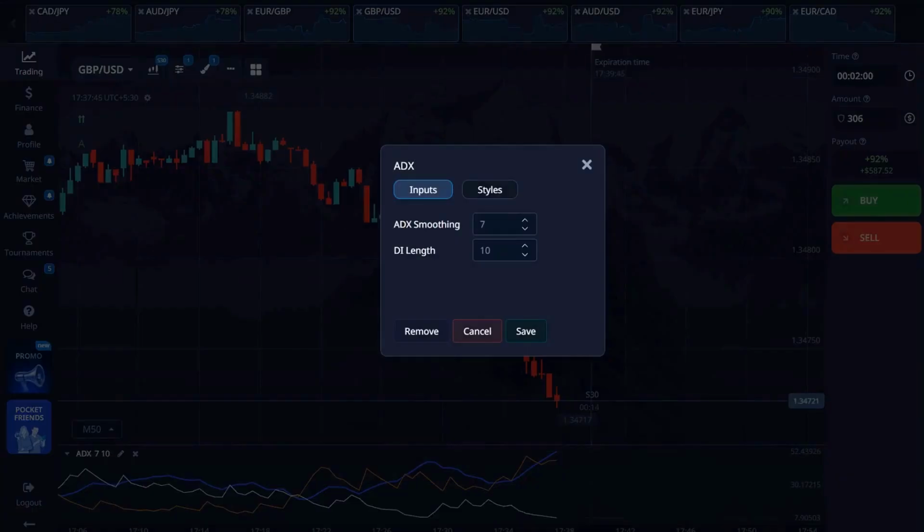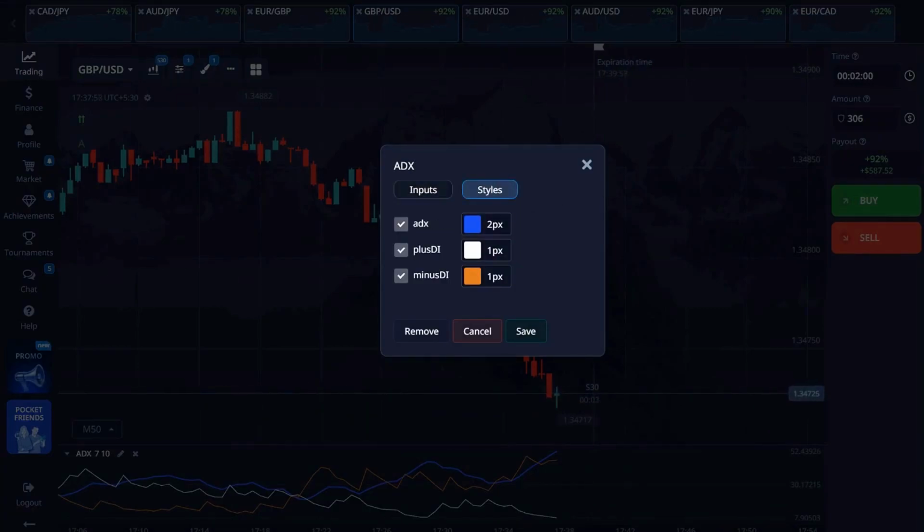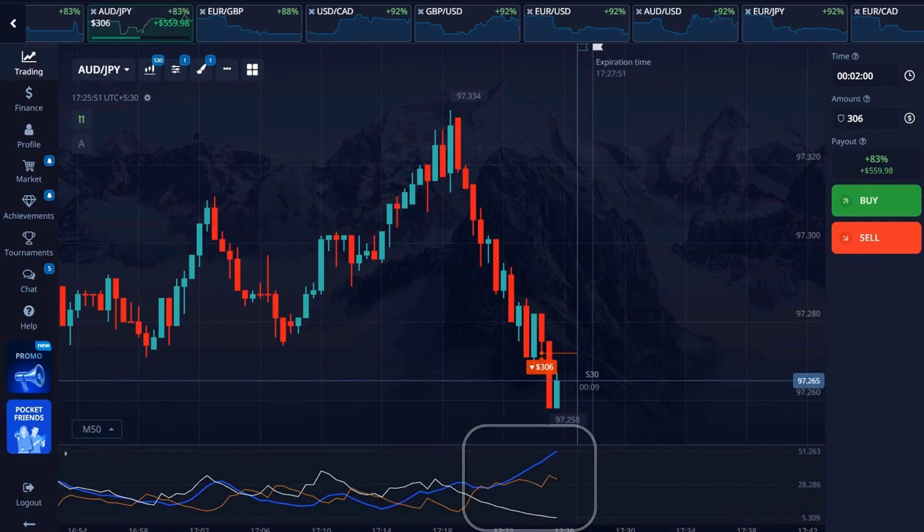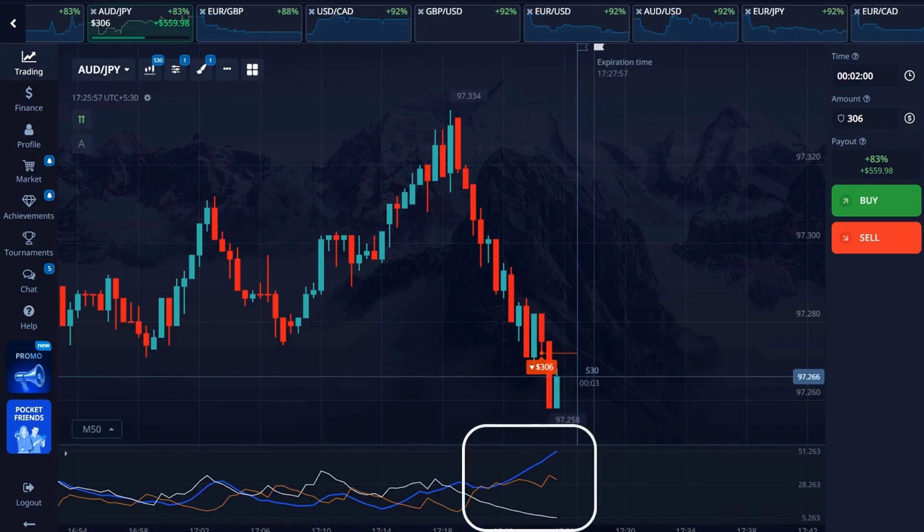We're using the ADX indicator with a period of 7 and DI length of 10. Perfect for catching short-term but powerful moves. You'll see 3 lines on your chart. The blue ADX line shows the strength of the trend. The white plus DI line shows bullish pressure. The red minus DI line shows bearish pressure.